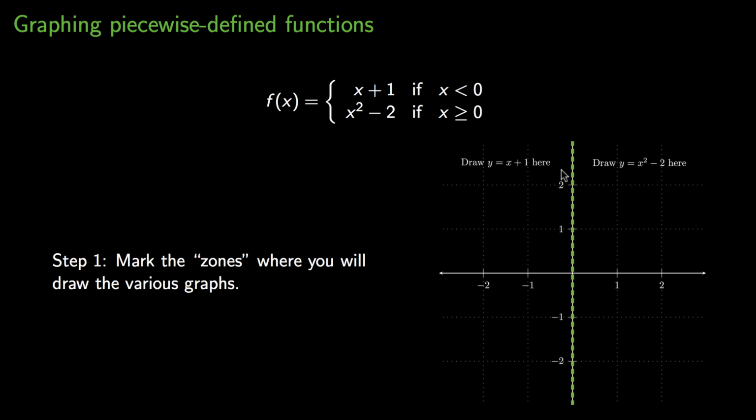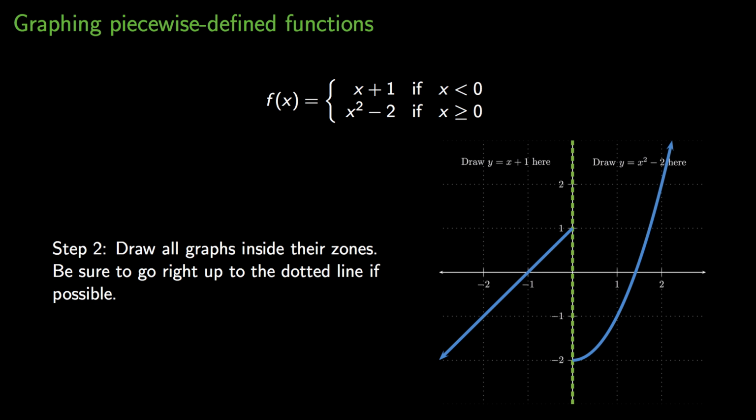And when x is less than 0, that corresponds to this section of the x-axis, which corresponds to this area of the plane. We're going to be drawing a diagonal line instead. So you mark out your various zones, and then you draw the different graph shapes. We have a parabola and we have a line. I was careful to go right up to the dotted line, but not to go over.